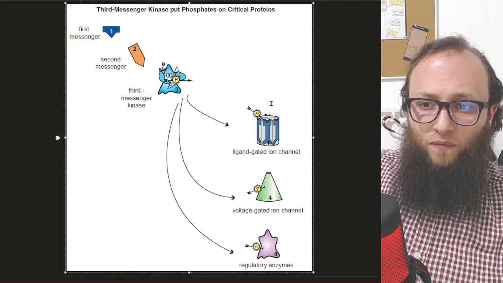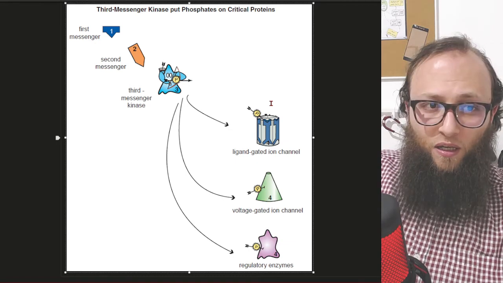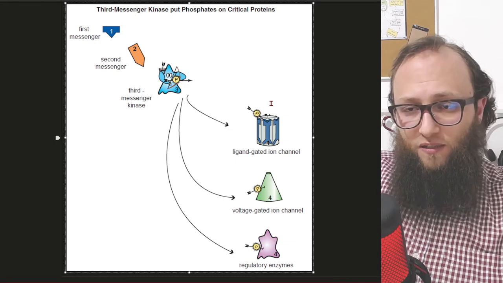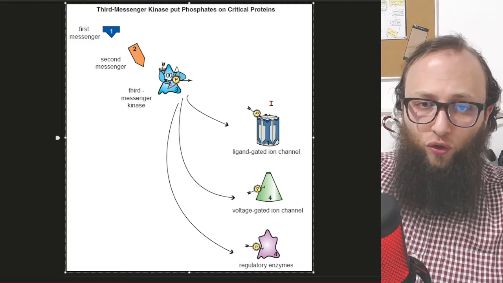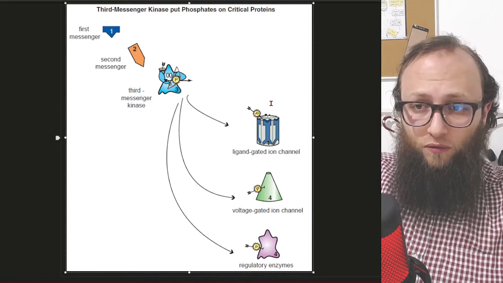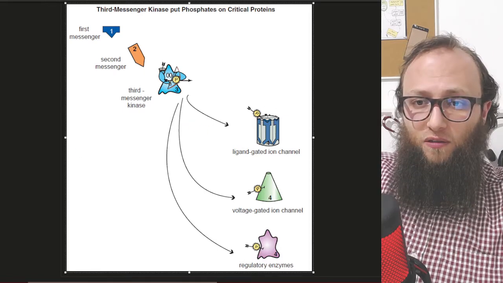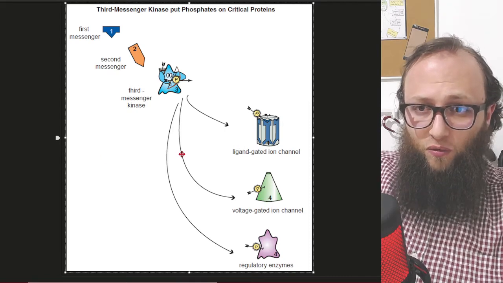So let's get back to the kinase work. The third messenger kinase is activated now. What it can do is put phosphate on critical proteins. Like what? Like these kinds of proteins. Let's just take a look at this. This is important actually.